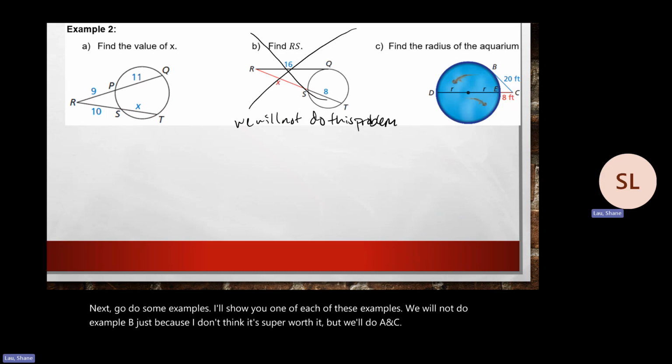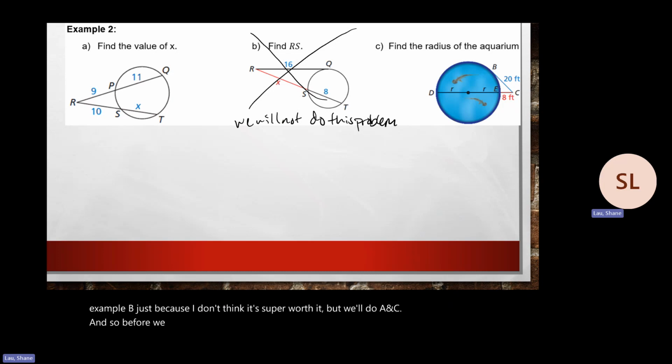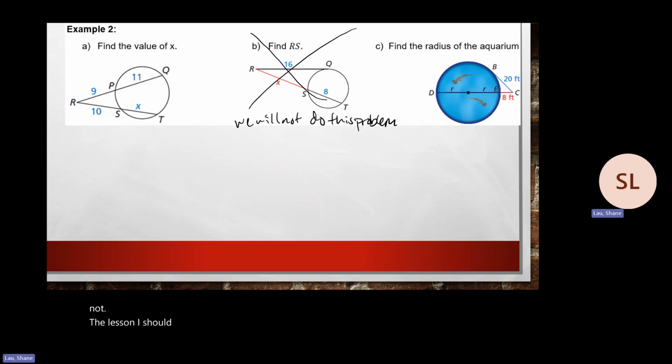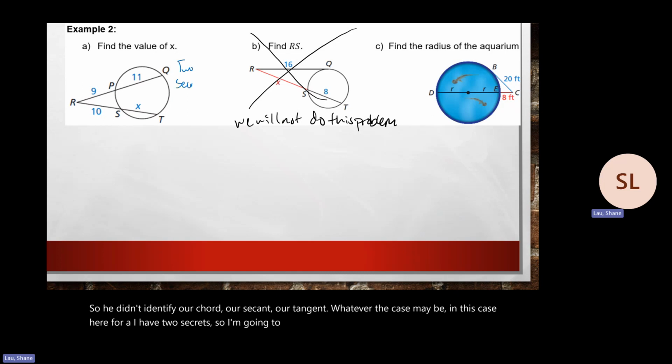Before we keep going, we need to ask ourselves, what is the graph giving us? What is the picture giving us? And work from there, just like the last lesson. You need to identify our chord, our secant, our tangent, whatever the case may be. In this case for A, I have two secants, so I'm going to use the equation for two secants.